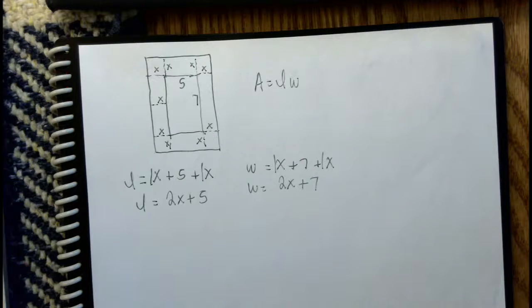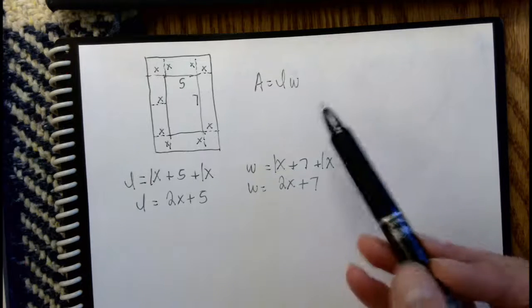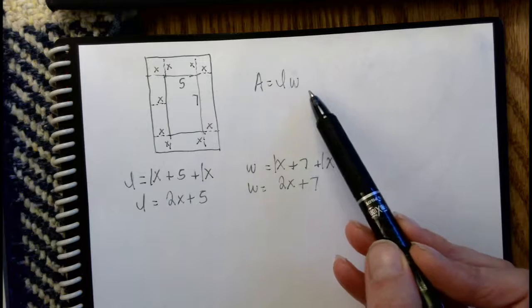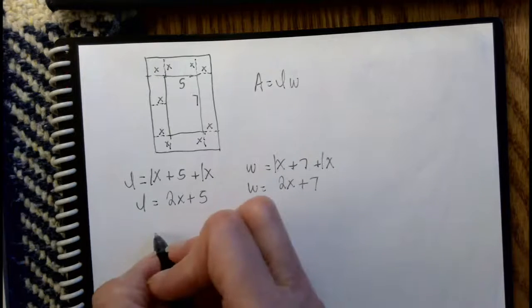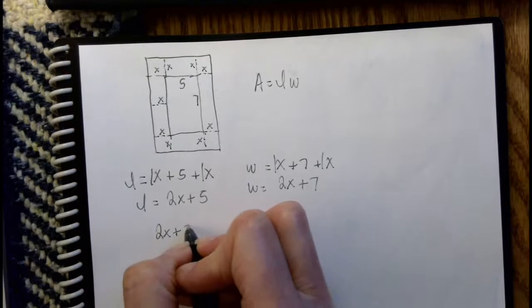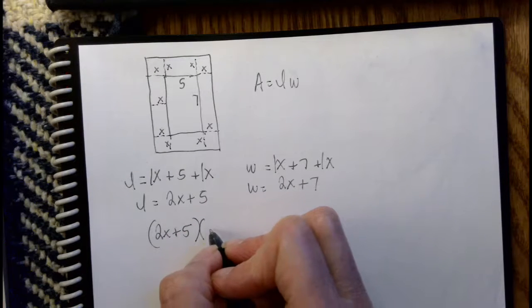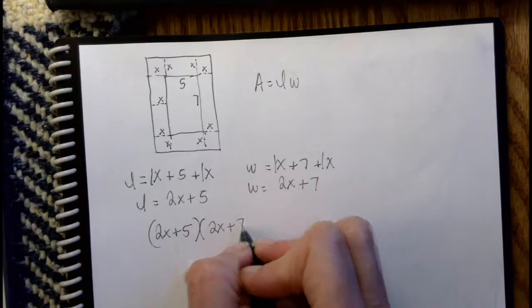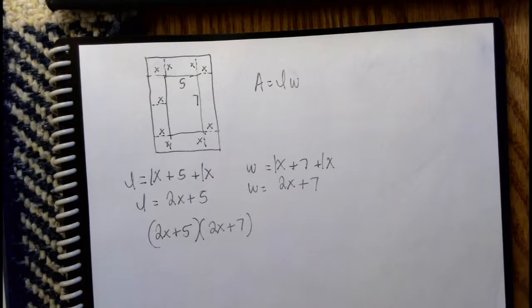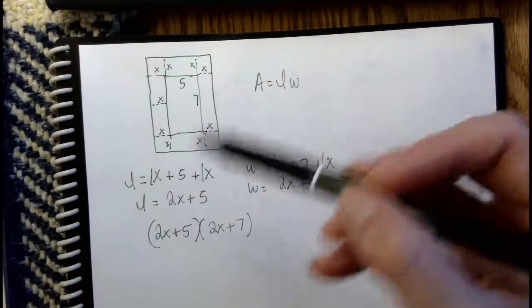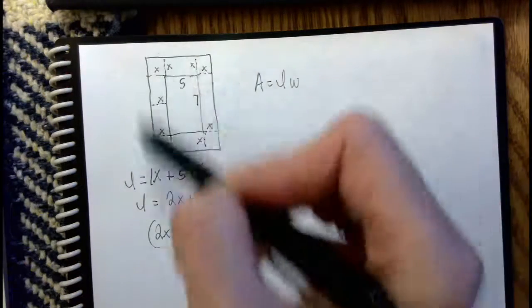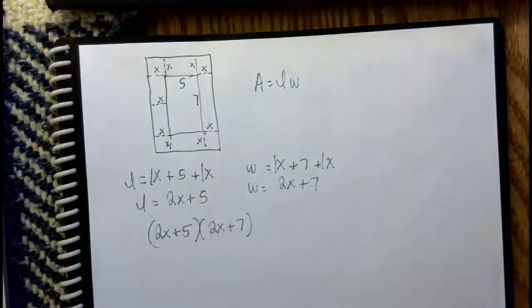And as I look back at the directions, again, it says write an equation that represents the area of the wooden frame. Remember, area is length times width. So we're going to take the length, which is 2x plus 5, and we're going to multiply it by the width, which is 2x plus 7. But all of that includes the whole picture. It's the whole frame and picture, is what I'm saying.